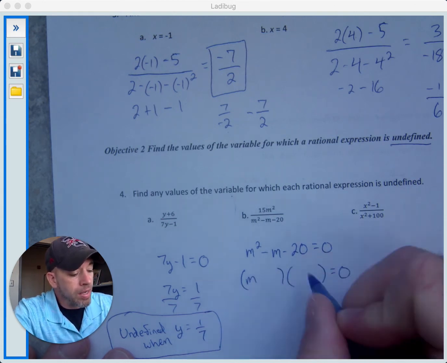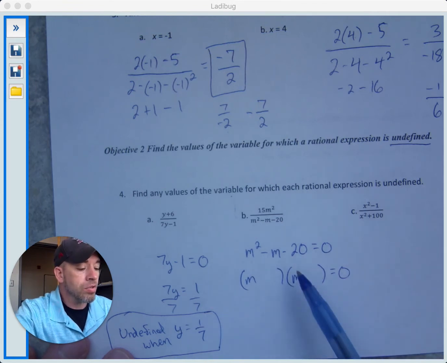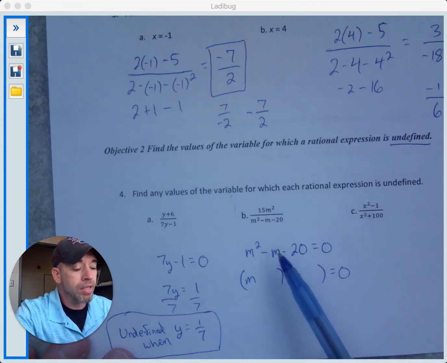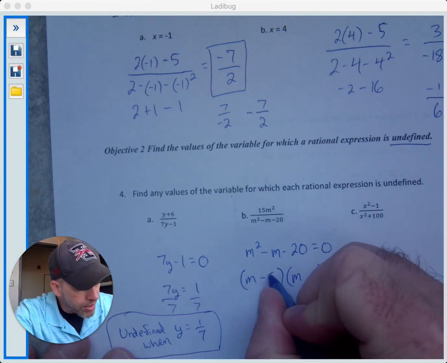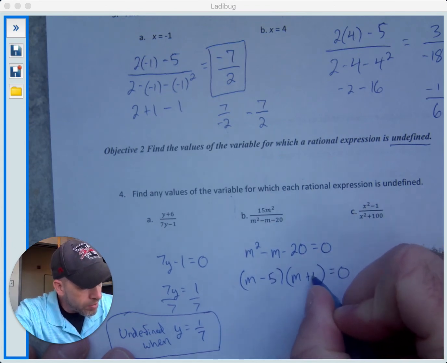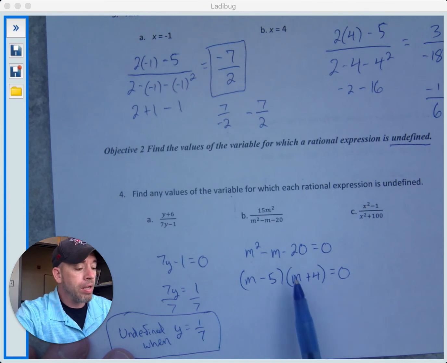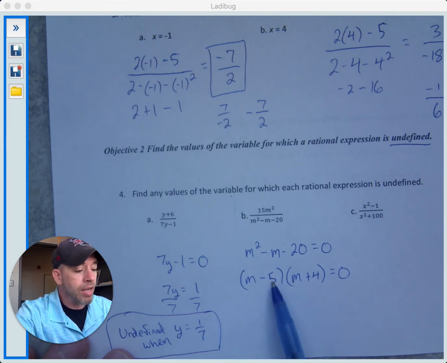We'll have an m and an m, right? And so two factors of negative 20 that add up to negative 1. We could probably use 4 and 5 somehow, right? And since this middle term's negative, the bigger one has to be negative, so m minus 5 times m plus 4, I think, will work. And you could always check by FOILing, right? M times m is m squared. Negative 5m plus 4m gives us a negative m, and negative 5 times 4 is negative 20.